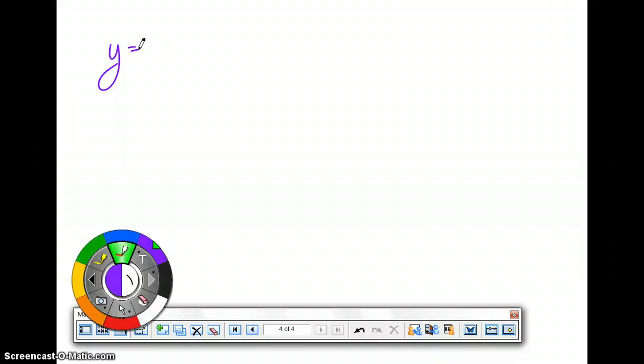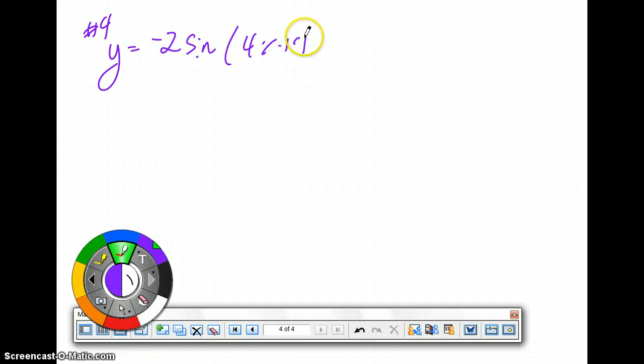So y equals -2 sine of (4x plus pi) plus 5. This is number 4 on our worksheet from school. First we need to identify the amplitude and the period. That's a sine there, so our amplitude is the absolute value of A, so that's going to be a positive 2. But we do need to realize this 2 right here is negative.